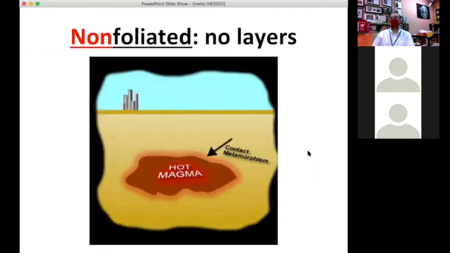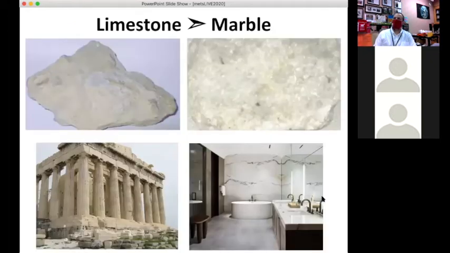And if it gets cooked instead of squeezed, then we say it is non-foliated, no layers. So one of those is called marble. Marble is used in art to make sculptures. It's used in tiles for bathrooms, fireplace. Marble, very expensive. Reacts with acid, just like limestone and calcite. So if we have acid rain, it eats away at the rock.